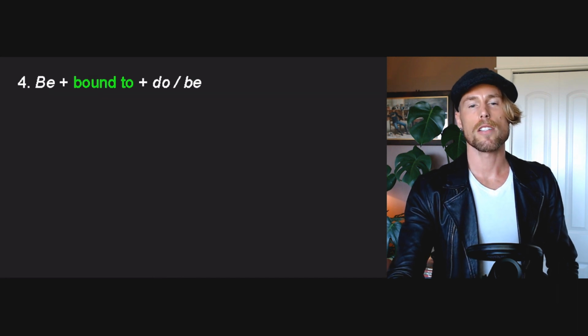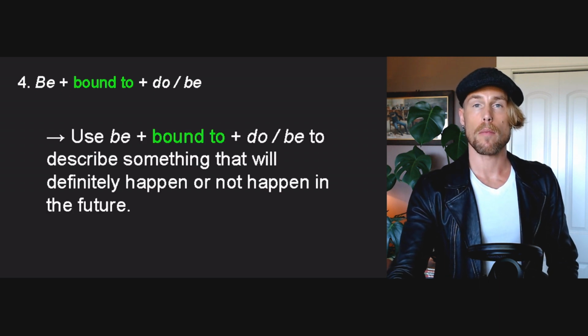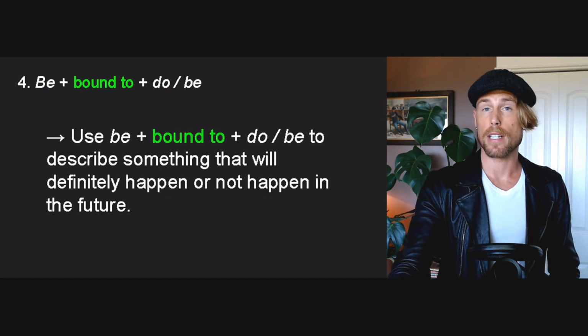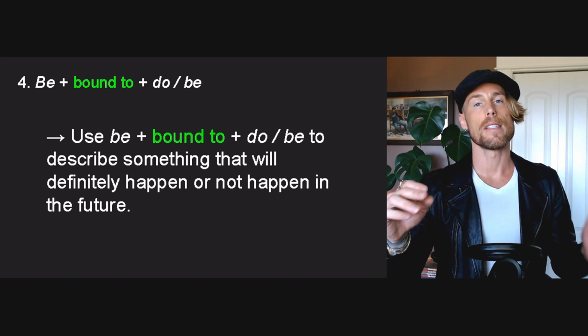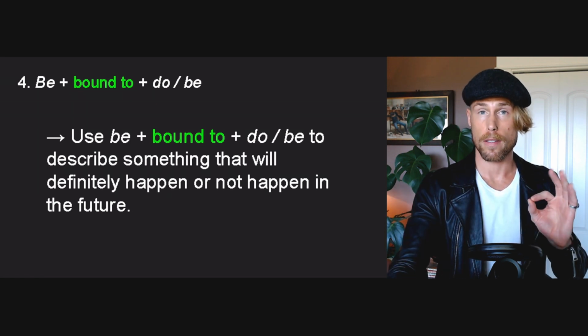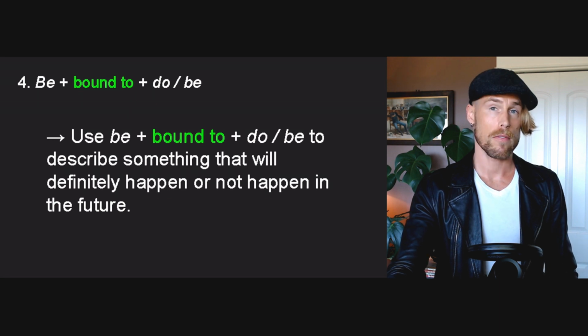All right, let's look at another expression, bound to. Be plus bound to plus an action verb, do, in a general sense, or be, a state verb. So use be plus bound to plus do or be to describe something that will definitely happen or definitely not happen in the future. So these are certain. Certain positive or certain negative.